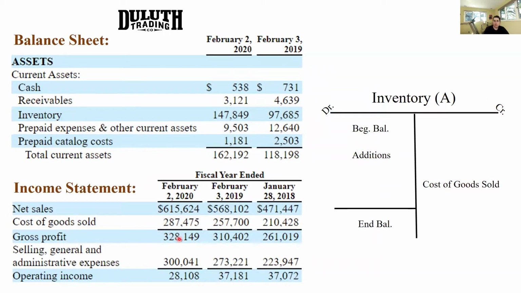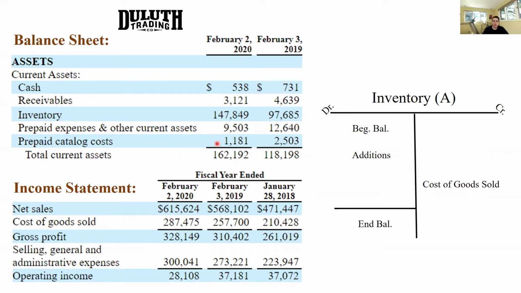Okay, so let's fill out this T account now. And by the way, this T account, and you can think of any T account this way, think of it as a bucket. A bucket has some beginning amount of something in it. You add stuff to the bucket, you take stuff out of the bucket, and it has an ending amount. And so you can think of any T account just as a bucket with things going in and things coming out.